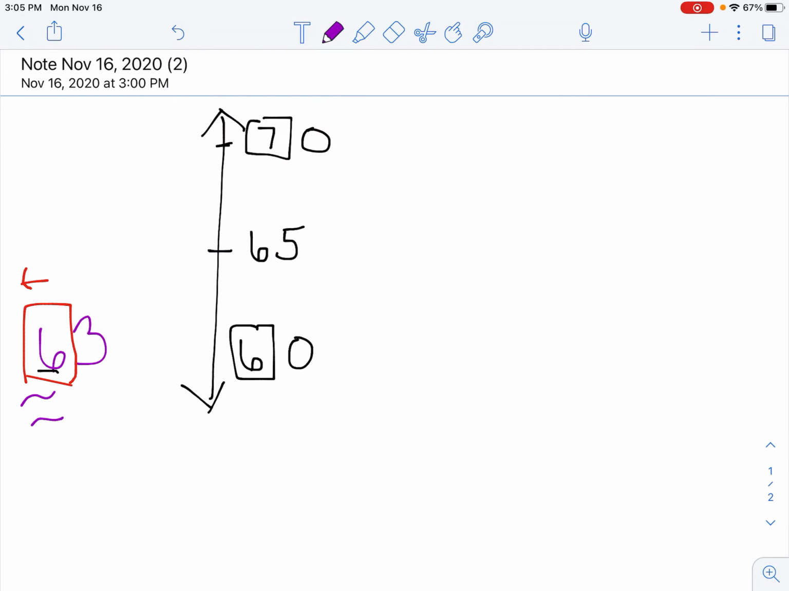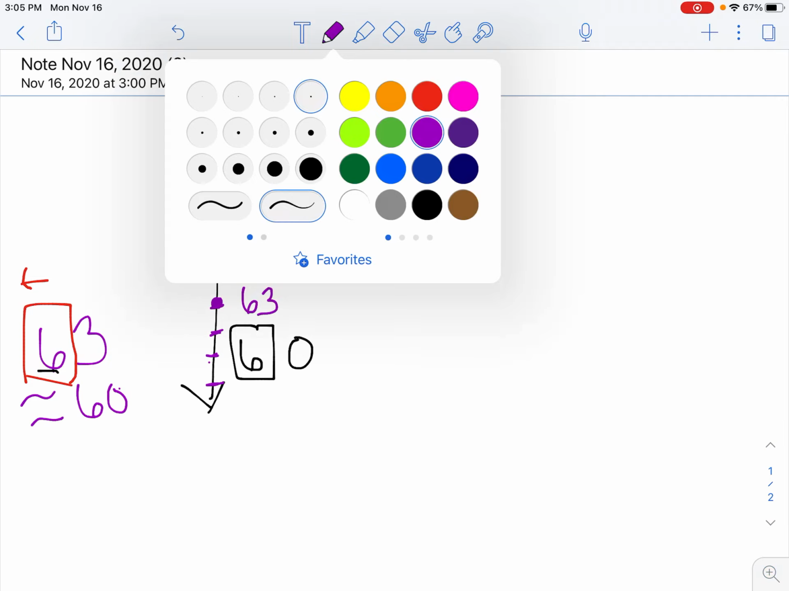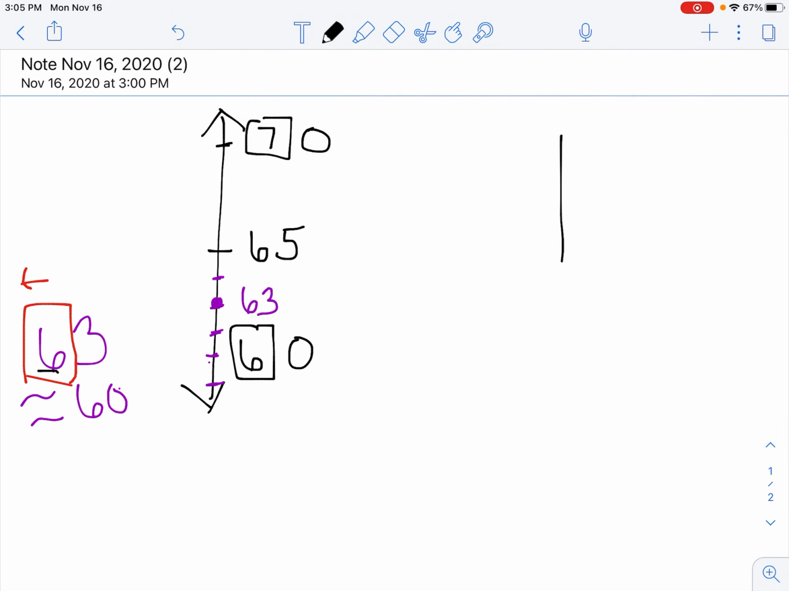60 would be down here, 61, 62, 63, 64, and 65. So 63 sits about right here on the number line. So 63 rounds to 60. It's closer to 60. Let's take a look at another one.